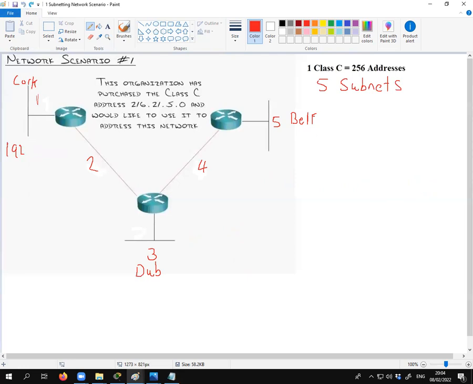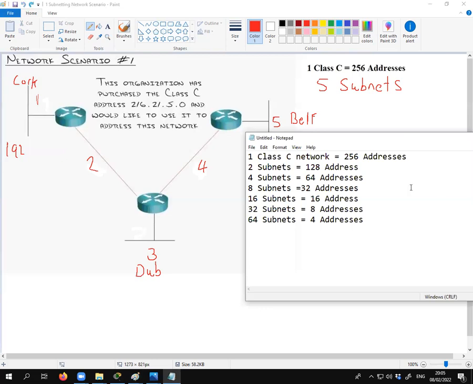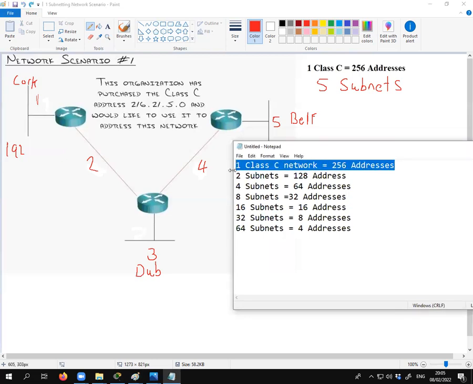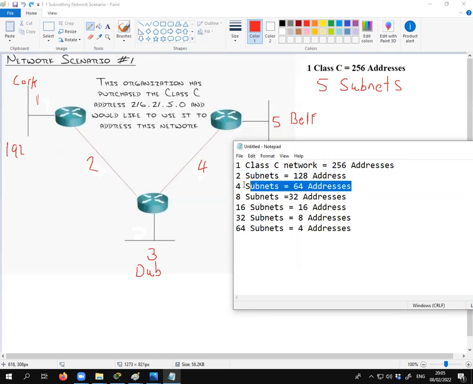Okay, we got our table here. How many networks do we need to go? This is why I like this table here. This is what we start off. How many subnets do we need? Is 2 subnets enough? No. Is 4 subnets enough? No. We need to go as far as 8 subnets with 32 addresses. There's where we need to end up.